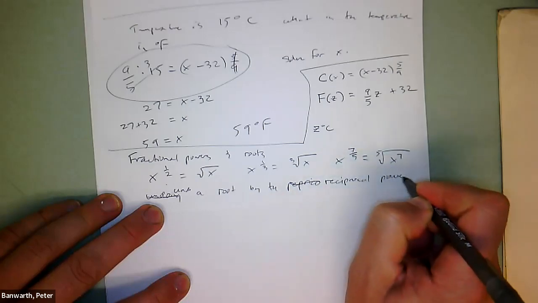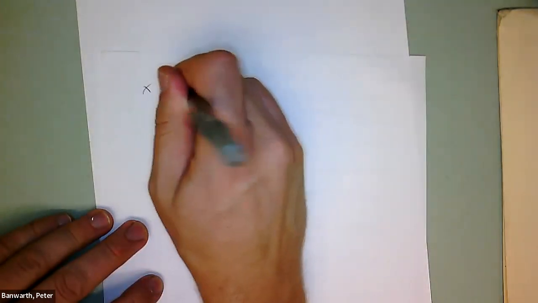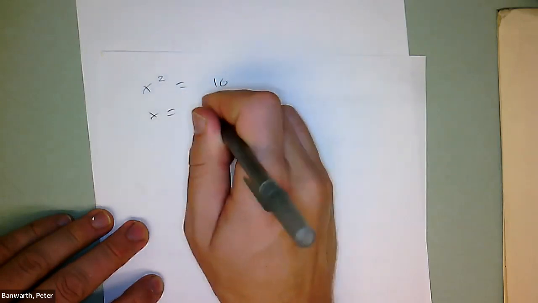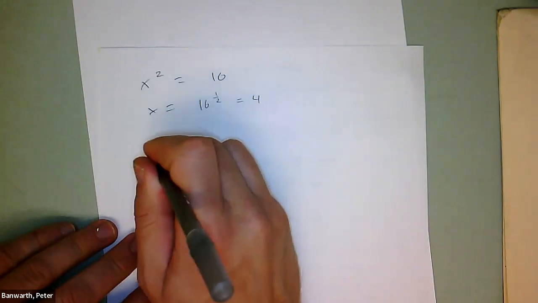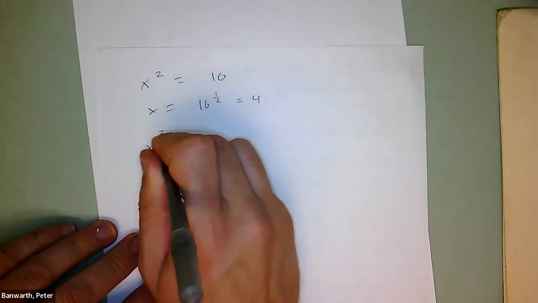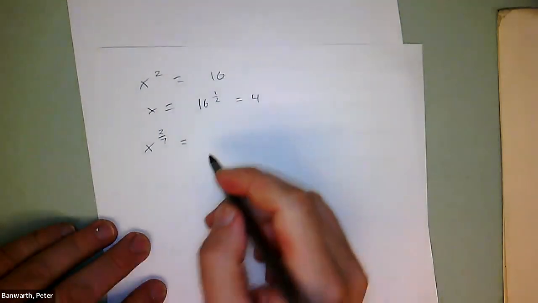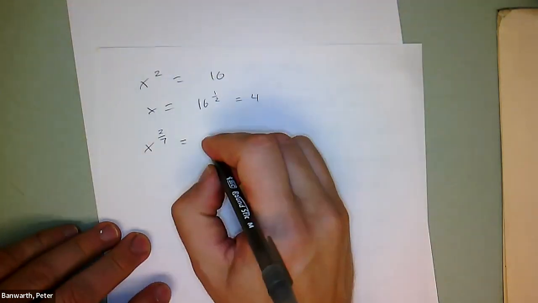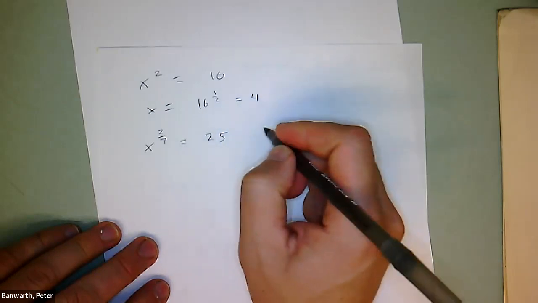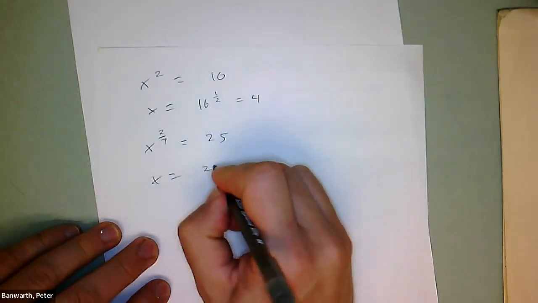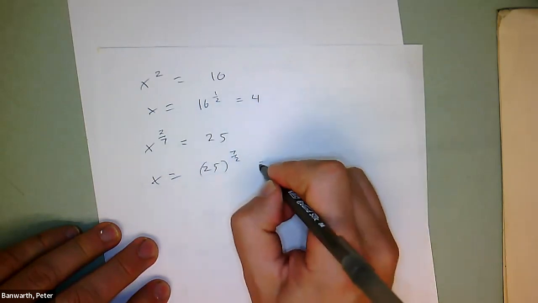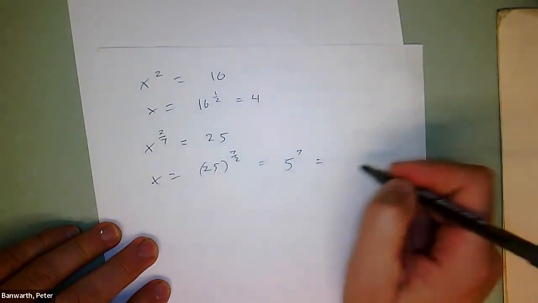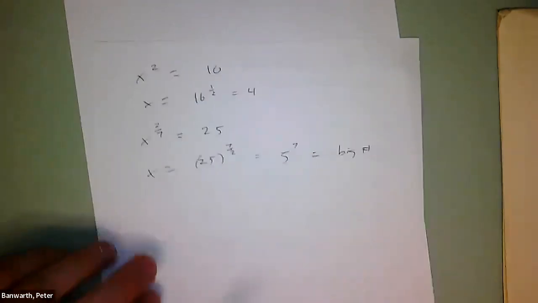Reciprocal power. What I mean by that is if I have x squared equals 16, then x equals the square root of 16, or 16 to the 1/2, which is 4. If I have x to the 2/7 equals 25, then x equals 25 to the 7/2, because 7/2 is the reciprocal of 2/7, which is 5 to the 7th, which is a big number. I don't want to do that.